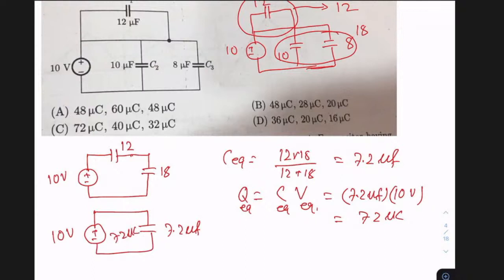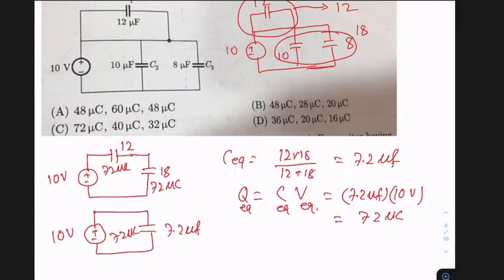And one thing I can tell, this 7.2 microfarad is the result of the series combination of 12 and 18 only. Yes or no? That means if this equivalent capacitance is storing 72 microcoulomb of charge, this 12 and this 18 are also storing the same 72 microcoulomb of charge. So if I ask you, what is the charge contained in this 12 microfarad capacitor? This is 72 microcoulomb, and this is also 72 microcoulomb.